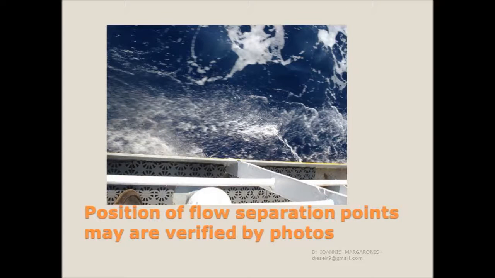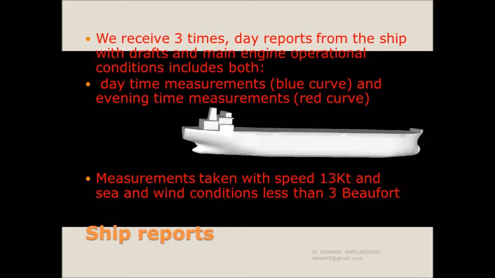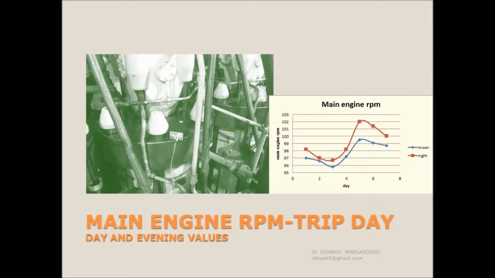The position of flow separation points may be verified by photos. We receive reports from the ship three times a day with drafts and main engine operational conditions, including both daytime measurements, blue curve, and evening time measurements, red curve. Measurements were taken at a speed of 13 knots and with sea and wind conditions less than 3 Beaufort.